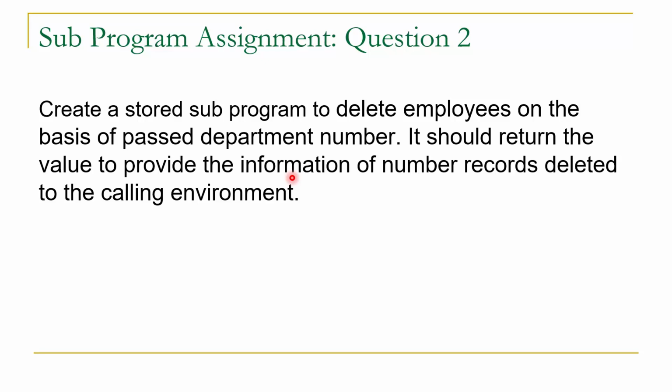In case of stored procedure, we can define 2 arguments, one as an in type and another as out type. The in type argument will be used to pass the value of department number, for which we have to delete the record of employees. An out type argument will be used to return the information about the total number of record deleted to the calling environment.